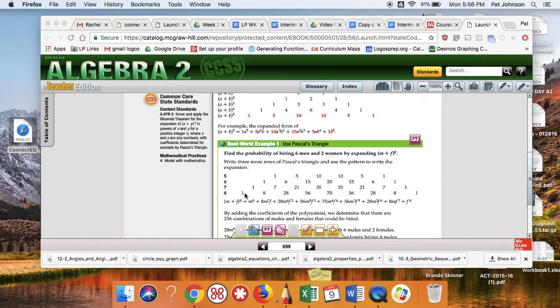Then you just add the coefficients. That's the first term. So you're always going to have one more term than the power. So I've got 9 terms here. So coefficients 1, 8, 28, 56, 70, 56, 28, 8, 1.